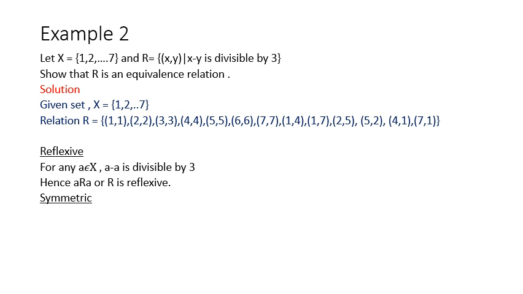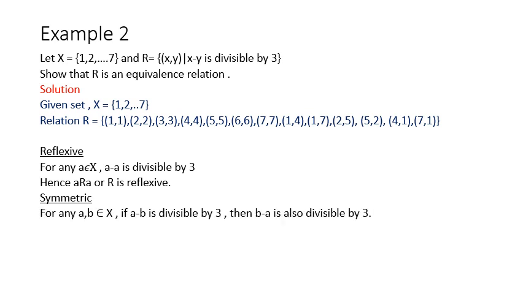Okay. So what we can say about symmetry, that is for any A, B element of X, if A minus B is divisible by 3, then B minus A is also divisible by 3. That is A related to B implies B related to A. Okay. Therefore, R is symmetric.